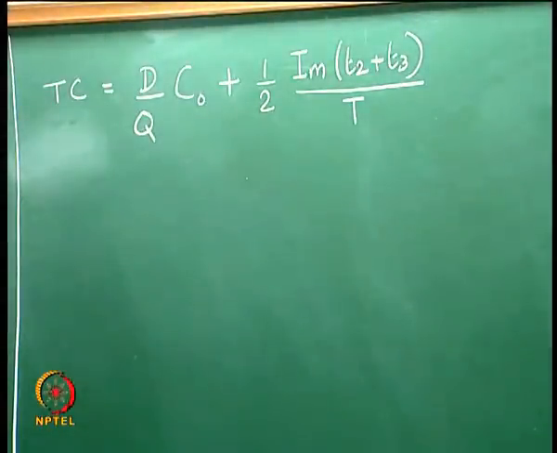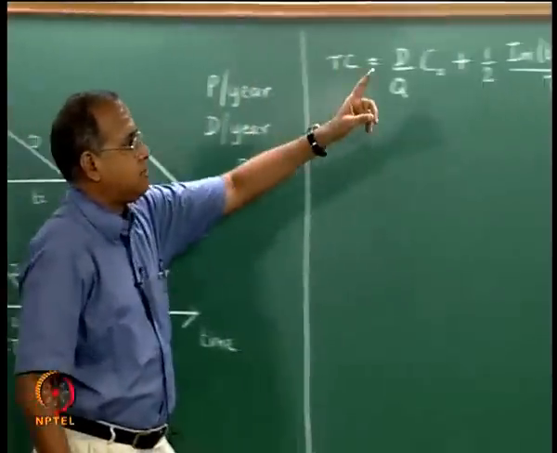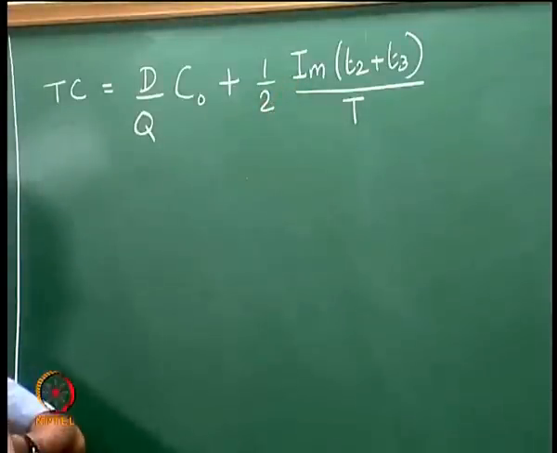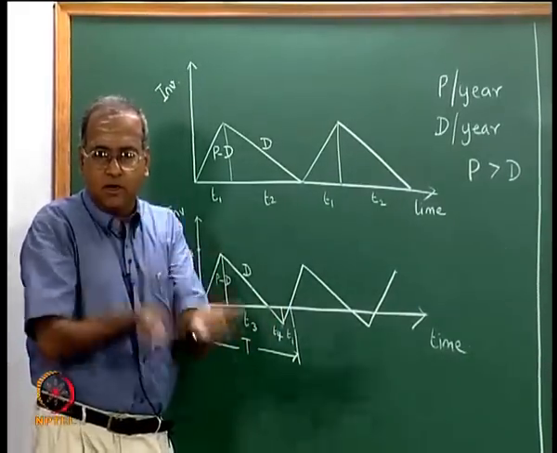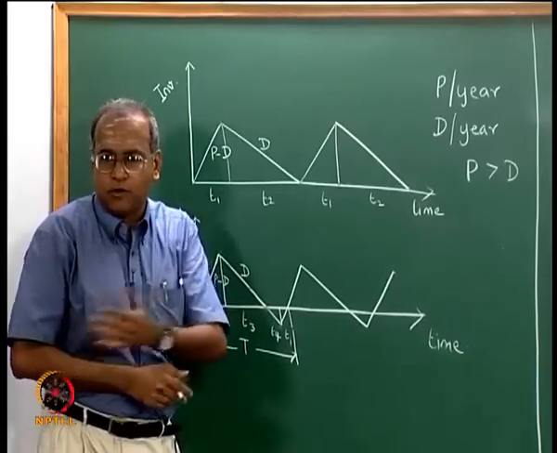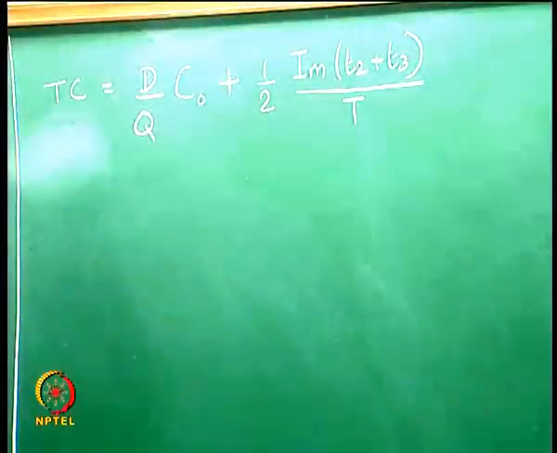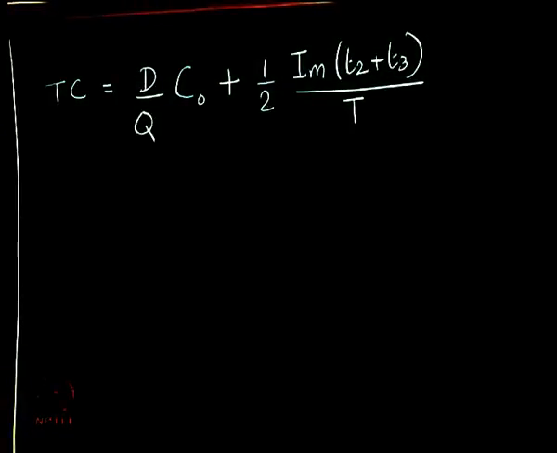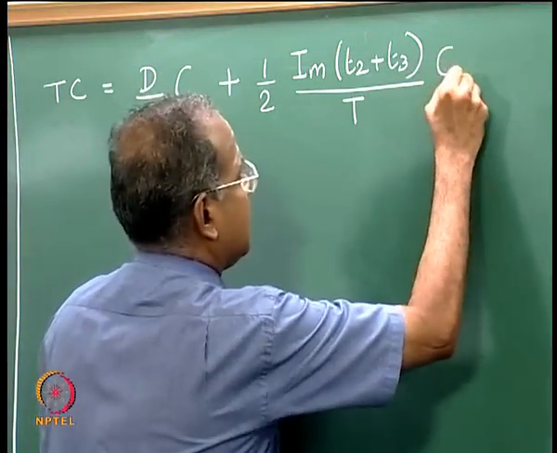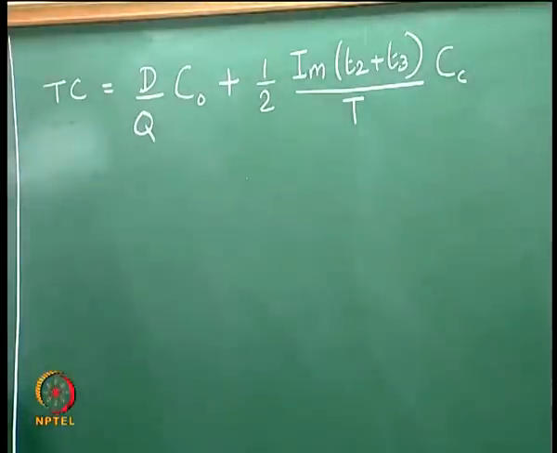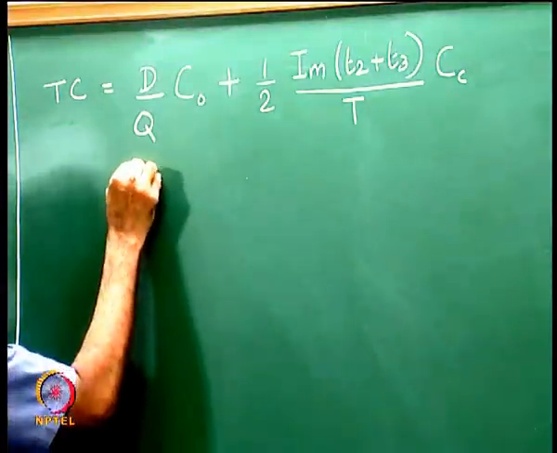Average inventory is total inventory by time. So total inventory of half into IM into T2 plus T3 is held for a time period T2 plus T3. 0 inventory is held for the period T1 plus T4. Total time is T1 plus T2 plus T3 plus T4, which is capital T. So average inventory is so much. So average inventory into CC, which is the cost of holding this average inventory, is the inventory holding cost. Plus we have the back order cost.